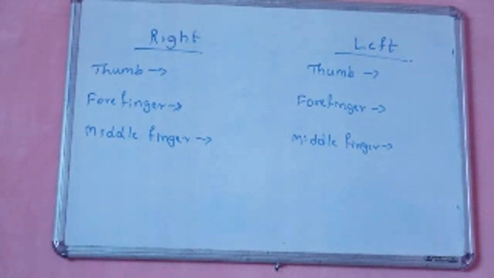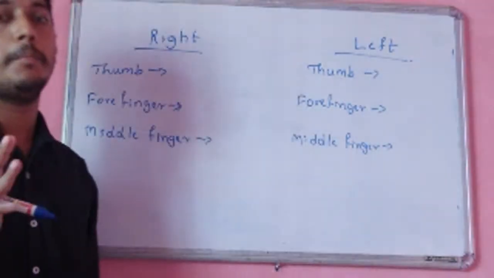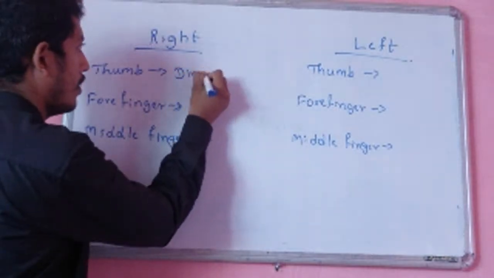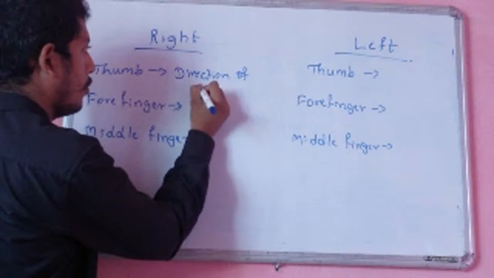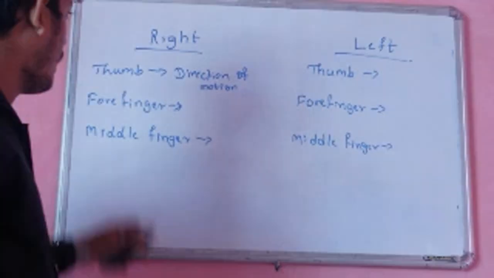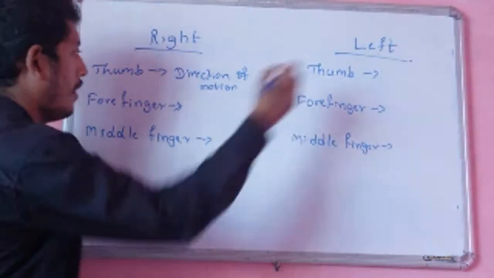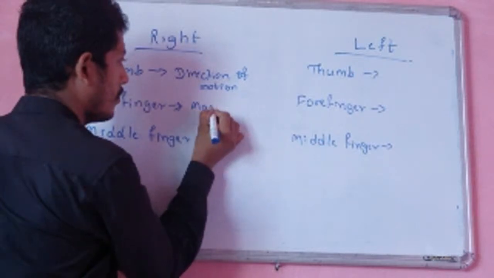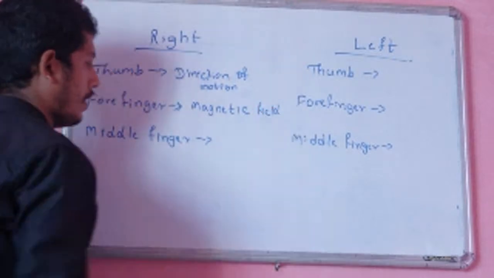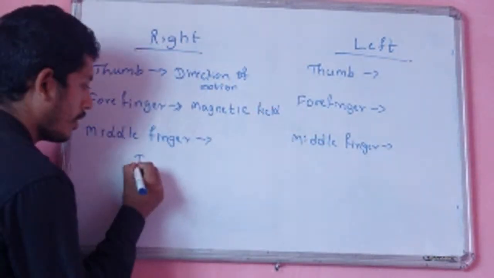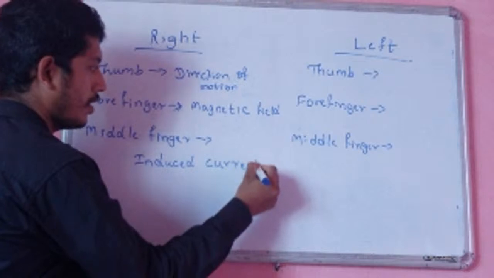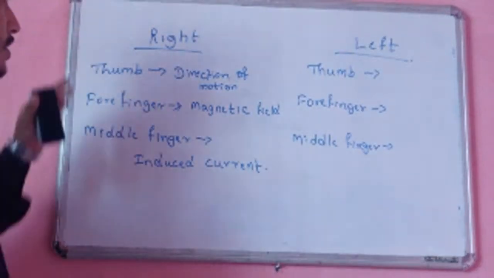See here, in Fleming's right hand rule, we have to arrange the first three fingers perpendicular to each other, and then the thumb represents the direction of motion of the conductor, and the forefinger shows the magnetic field. And the middle finger shows the induced current. Okay, these are the representations.